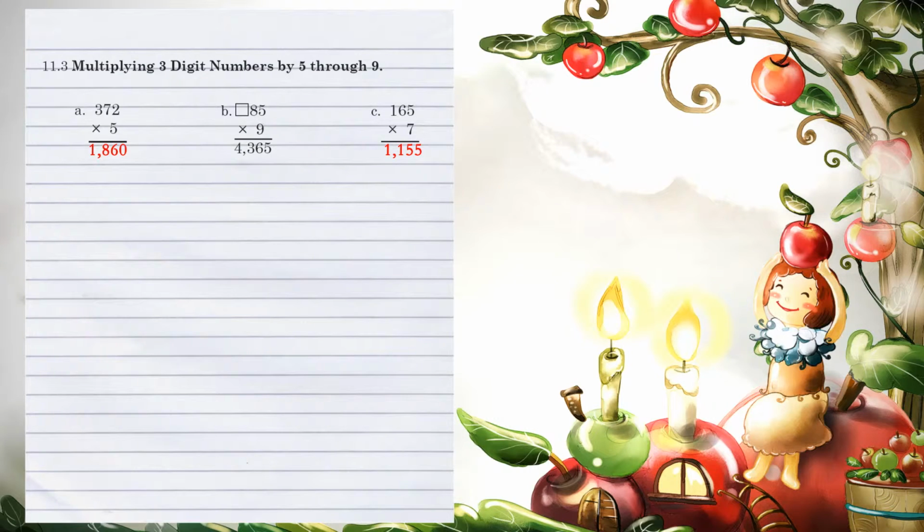Now we have our missing number. Now if we subtract the 7 from 43, we have 36. What number times 9 equals 36? Our missing number is 4.